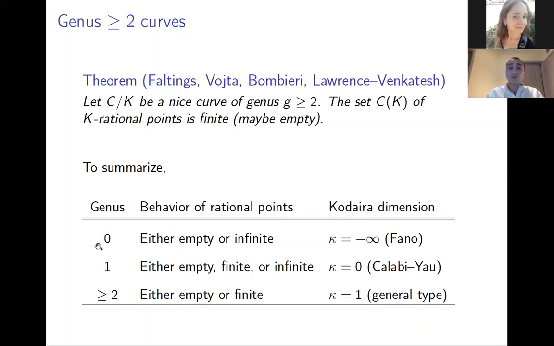We have a genus 1 curve. We've seen that the behavior of rational points can be empty, finite, or infinite. And here the Kodaira dimension is equal to 0, and these are Calabi-Yau manifolds or varieties.